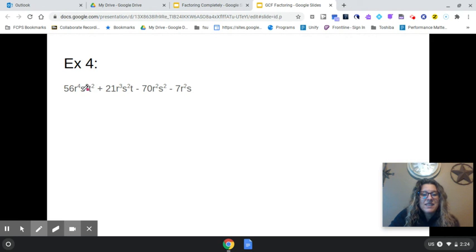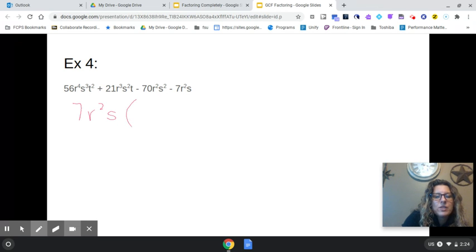The s, there is an s in every single term, so the s is going to be common. But if we look, the t is not common to all 4. So we have r squared s as our common variables. And if we look at our numbers, thinking about a number that will divide into 56, 21, 70, and 7, I think the highest one is 7. So 7r squared s is our GCF.